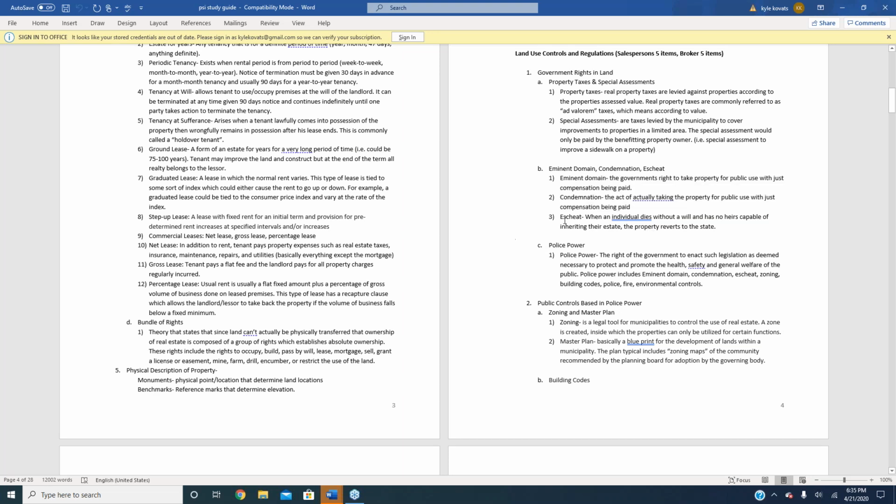And then we have escheat here. So another governmental power. If you die without a will and without heirs, you have died in escheat. So escheat is when you die without a will and you die without heirs. Then the property goes to the government, and we call that escheat.